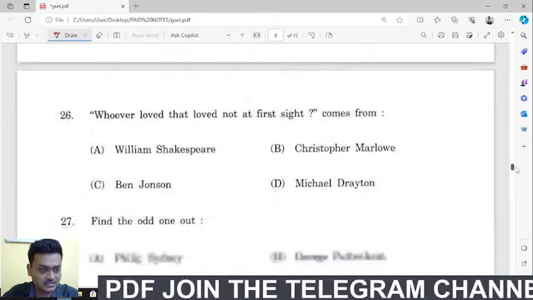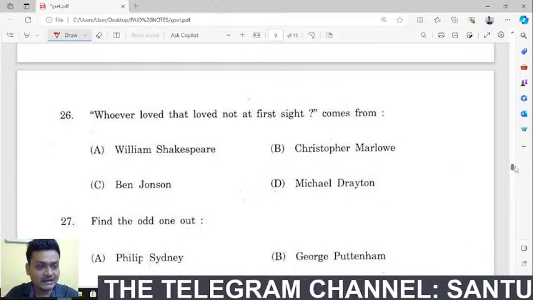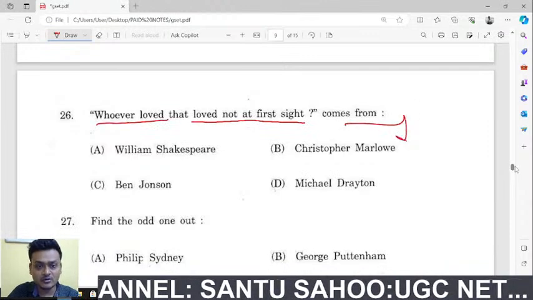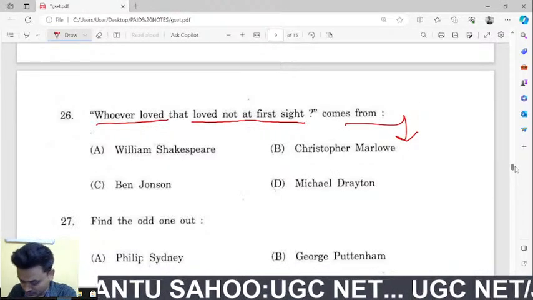Question number 26. Whoever loved that loved not at first sight, comes from whom?